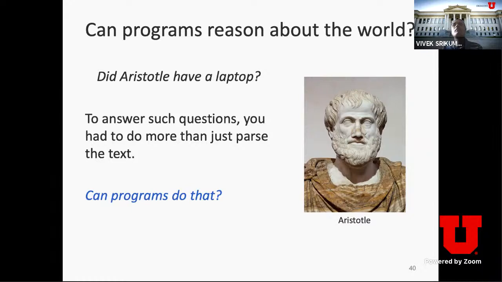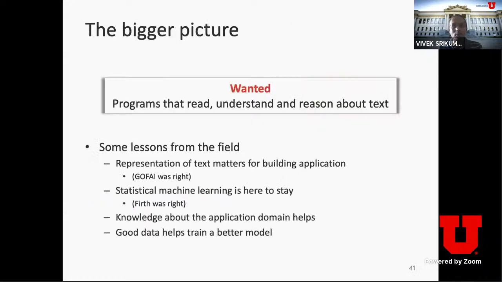We need to think about more than just parsing the text, more than just doing sentiment. We need to have a model of how the world exists. We need to understand that people cannot own things that have not yet been invented, for example, or people who have died cannot own things. And the challenge is, can programs do that? What we want are programs that can read, understand, and reason about text. Well, actually reason about the world.